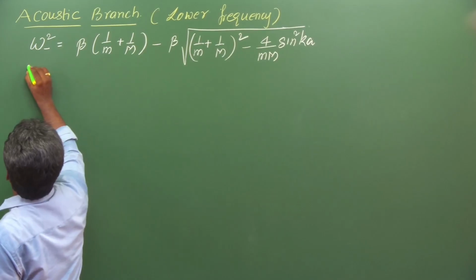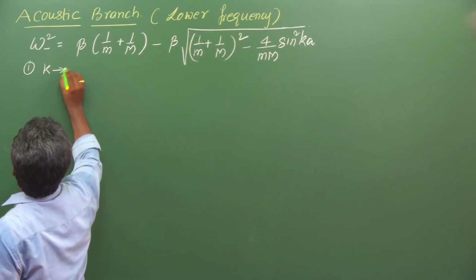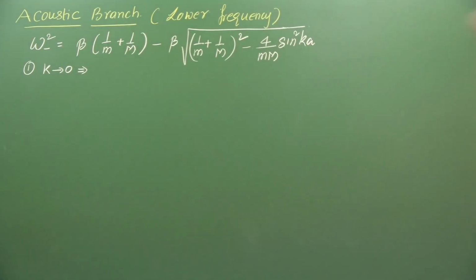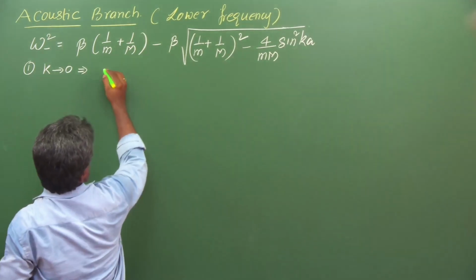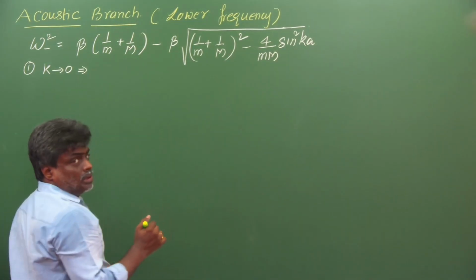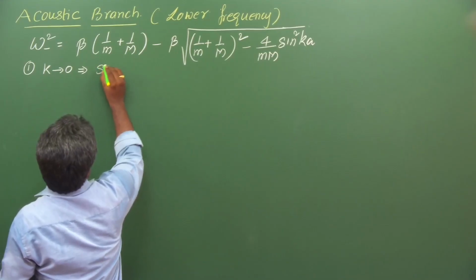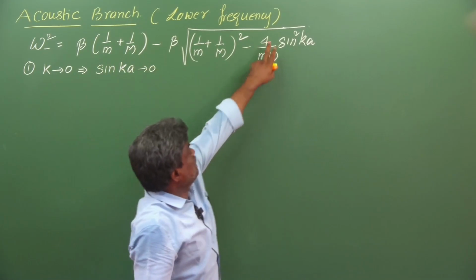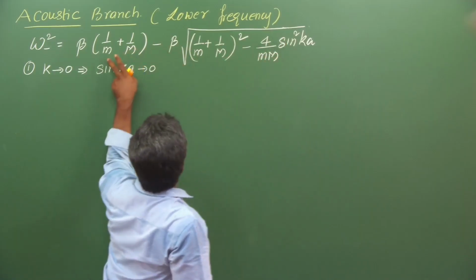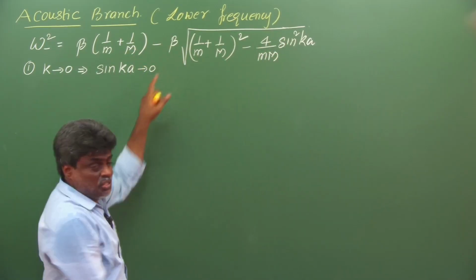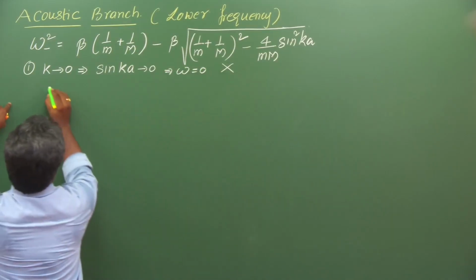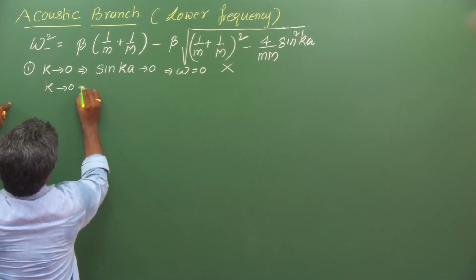Again take the approximation. First one, k tends to 0. Which approximation do you want to take, first or second? First take the first approximation. That means k tends to 0. Sin Ka is also tending to 0. Then this is 0, this and this value both are same. Then what you are getting? 0. That implies omega equal to 0. Is it acceptable? That's why I am going to the next approximation.